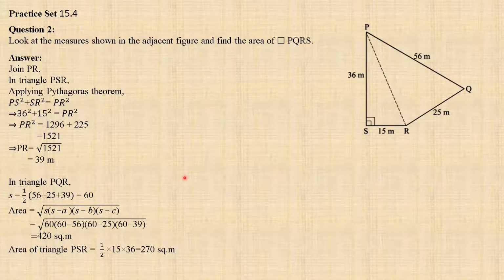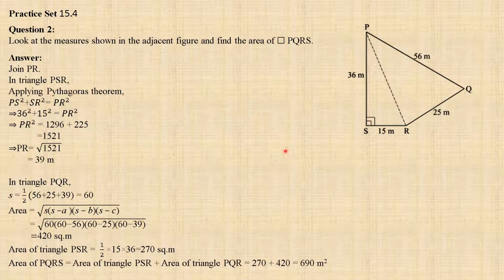So now we can find the area of triangle PSR. If you look at the figure, this is the area of triangle PSR. So area of triangle PSR will be half into base into height. The base is 15 and the height is 36. So half into 15 into 36 will give you 270 square meters. So the area of this triangle is 270 square meters and the area of this triangle is 420 square meters.